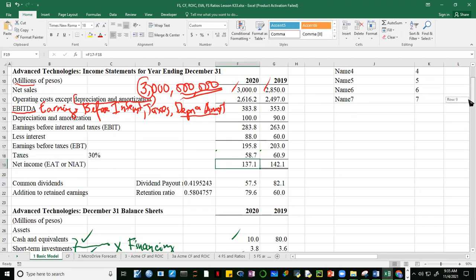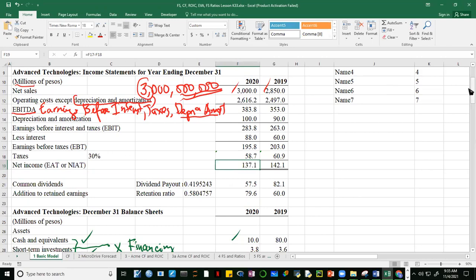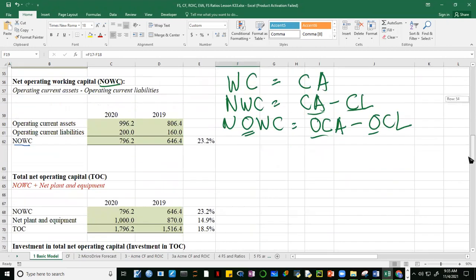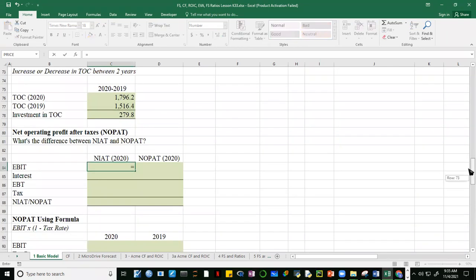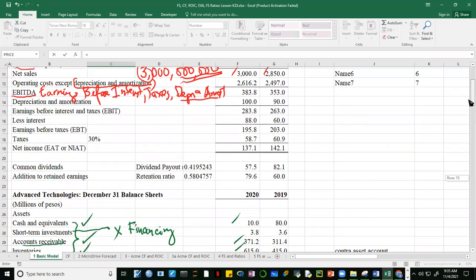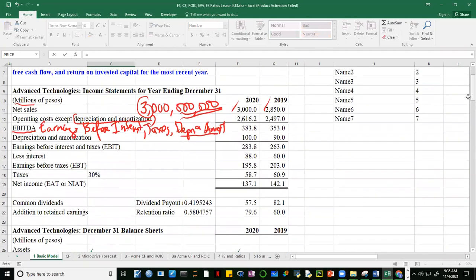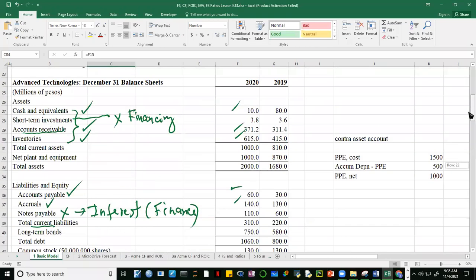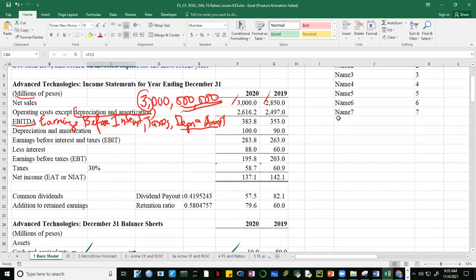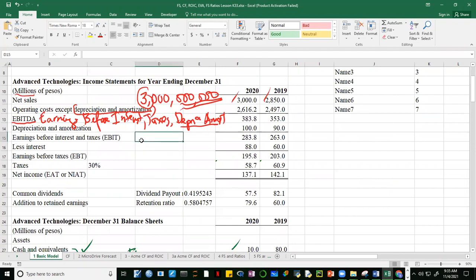Okay. So what we're going to do is we're just going to copy this below. First we have EBIT. So let me just link it to our EBIT above here. EBIT is earnings before interest and taxes. We discussed this before, guys, right? Earnings before interest and taxes. We discussed this before, and we said that this is just the same as your operating income.